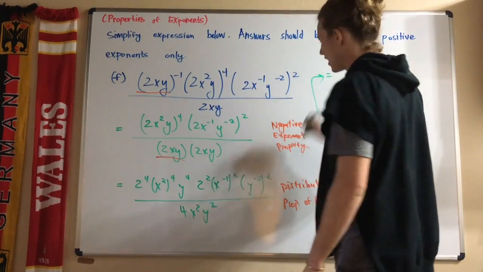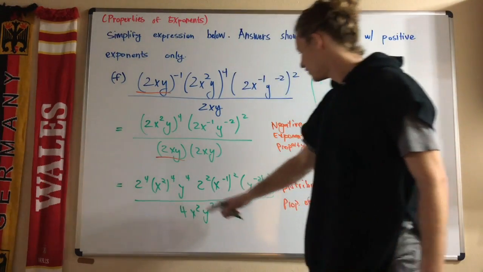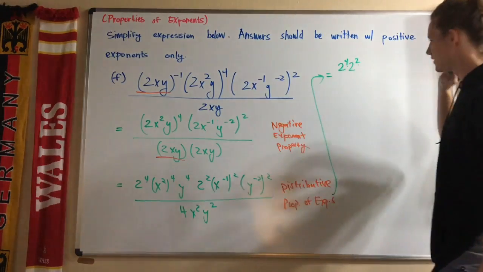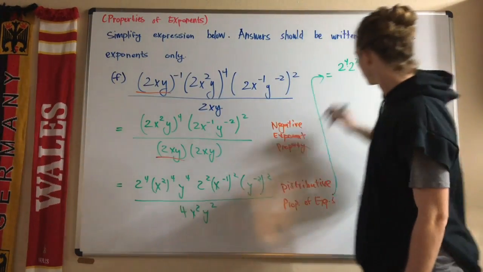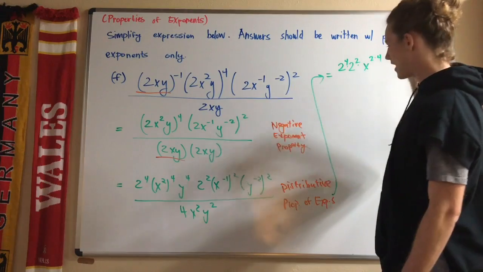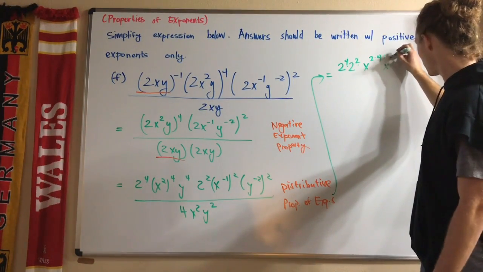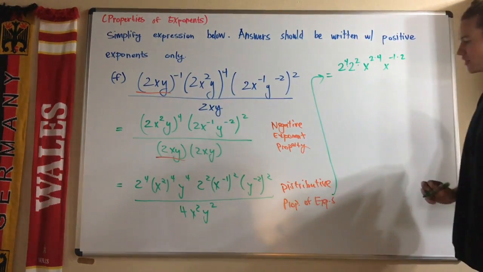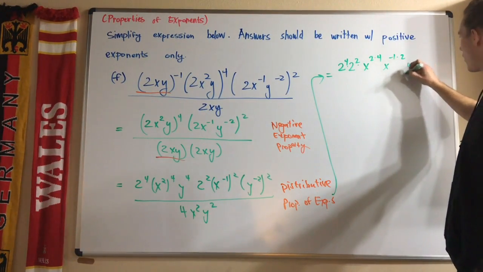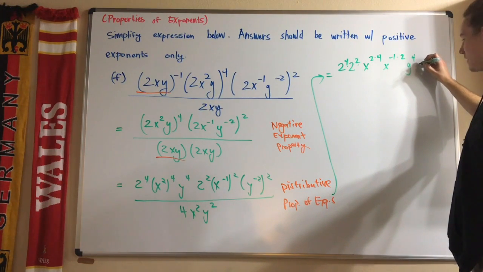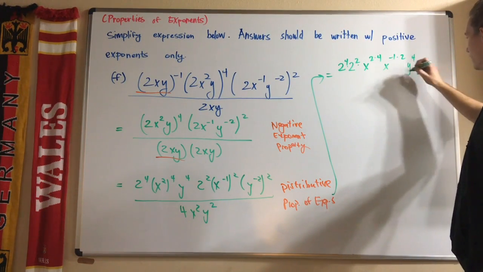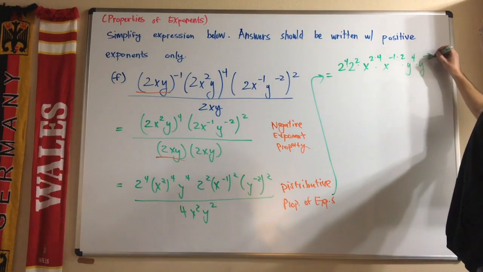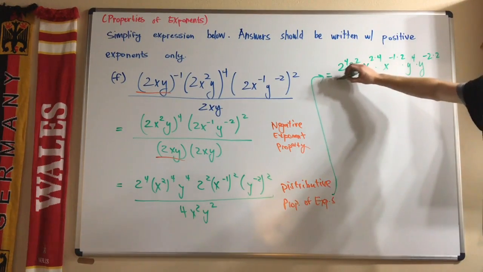We can also do a couple of simplifications. For example, we have 2 to the 4th and 2 squared. Let's put those next to each other, so that's 2 to the 4th times 2 squared times x squared to the 4th. That's x to the 2 times 4 power. I'm going to put that next to x to the negative 1 times 2, again using the power property of exponents. And then multiplying that with y to the 4th and y to the negative 2 times 2, which will eventually be negative 4.